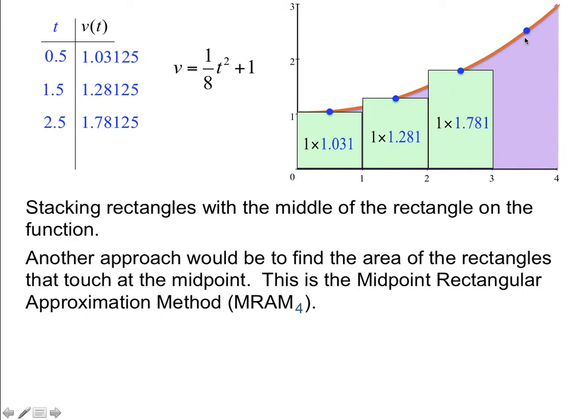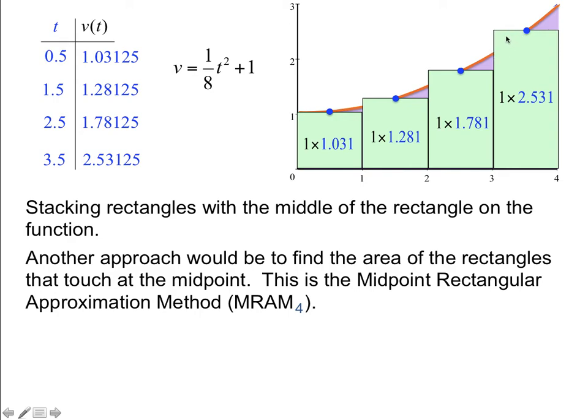And then the last rectangle would be at 3.5. Calculate that value and stick it in there. And so that's effective because, let's take this last rectangle, it's probably the most obvious. We've got a little bit of purple here that we didn't cover, a little bit of a region here that we kind of let go above the function.